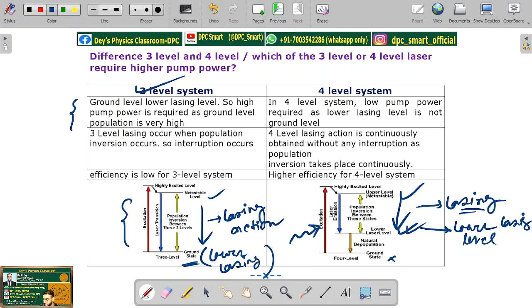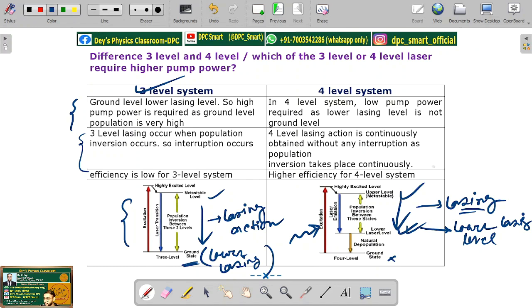So the first difference is, for a 3 level laser system high pump power is required, and for a 4 level system low pump power is required. Secondly, in case of a 3 level laser, only when population inversion is occurring is the laser produced. That means the laser production is interrupted. Only when the population inversion is occurring will the lasing action take place. So it is interrupted, meaning it is not continuous.